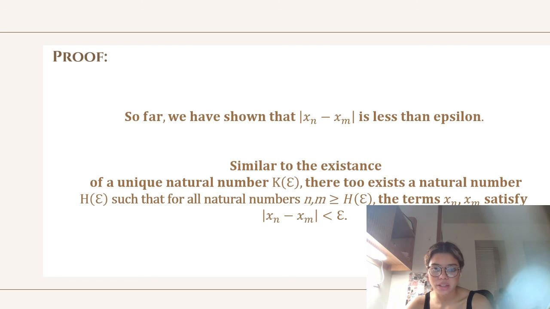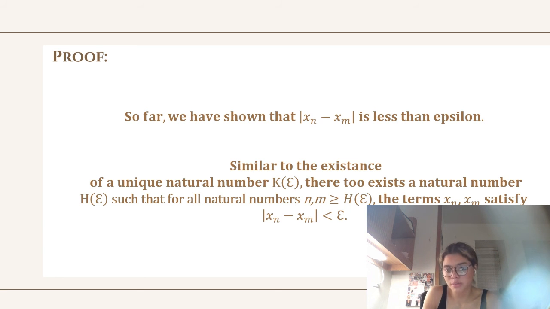And again, we've shown that this value is less than epsilon. And again, I mentioned it earlier, but I'll point it out again. We can really see it here. Similar to the existence of a unique natural number k, there too exists a natural number h, such that for all natural numbers, not only is it n, in the first case we saw that n was greater than or equal to k, but here with h, it's set up such that n and m are greater than or equal to h. And so also we'll know that k and h are unique in the fact that they are unique to that epsilon that we've chosen.